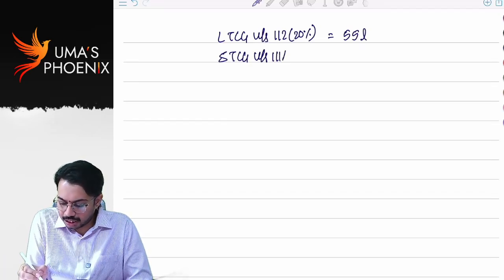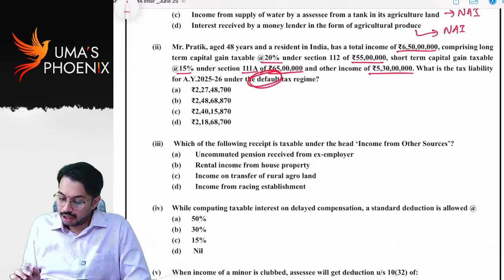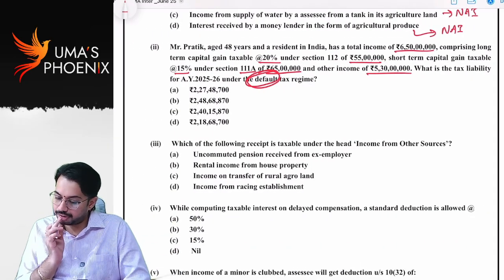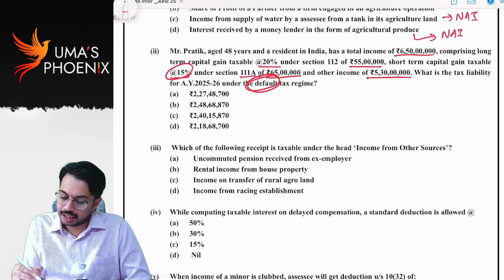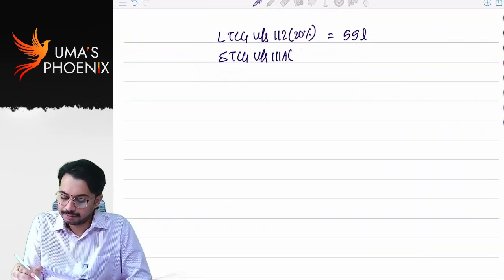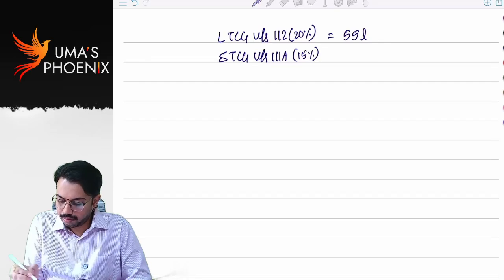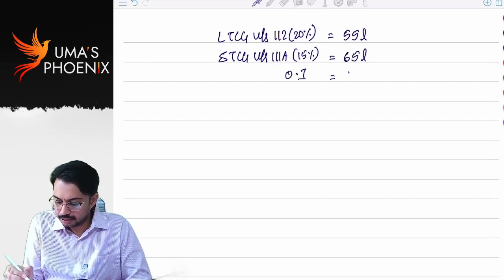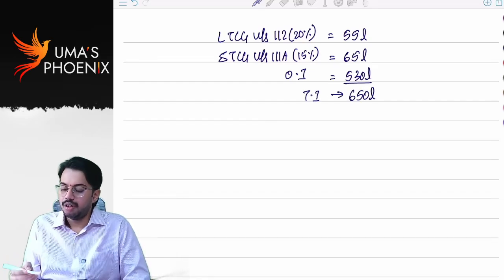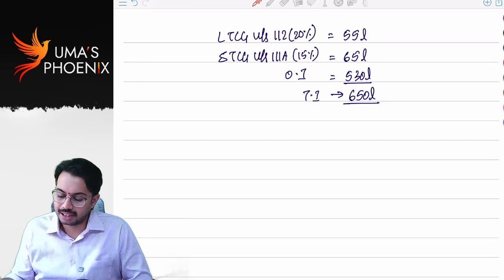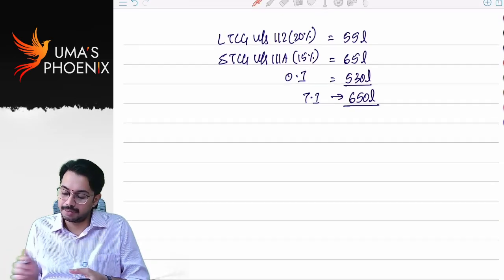Short-term capital gain under section 111A taxable at the rate of 15%, which is 65 lakhs. Other income is 530 lakhs. So total income is 650 lakhs. We need to calculate the tax liability. Shall we calculate tax liability?